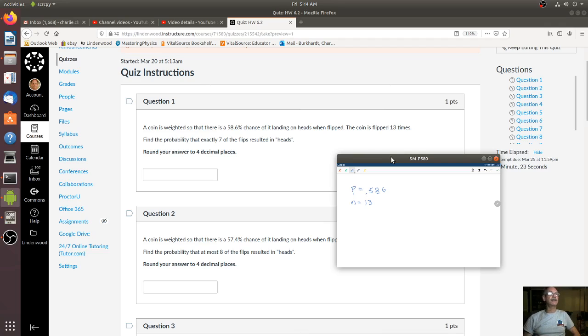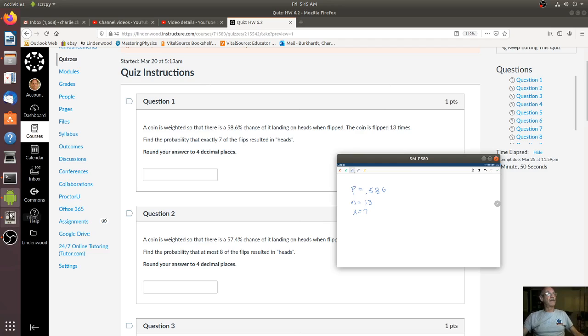And we also need to know what's the probability of something happening, and we call that x. So x is equal to 7 here. Notice that they're asking me exactly. If you see the word exactly, that means PDF. If you see a collection of possibilities, then we're going to use the CDF.